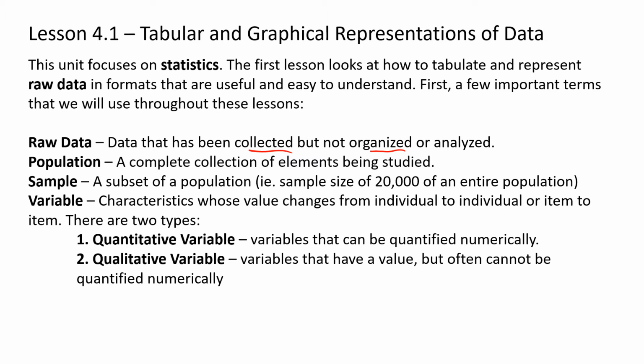The second term I want to talk about is what a population is versus a sample. So a population is a complete collection of elements. For an example, the population of Canada, 37-ish million. That's the entire population of Canada. A sample is a subset. So maybe it's all individuals between the ages of 18 and 24. That's a subset of our entire population. So that's what's known as a sample.